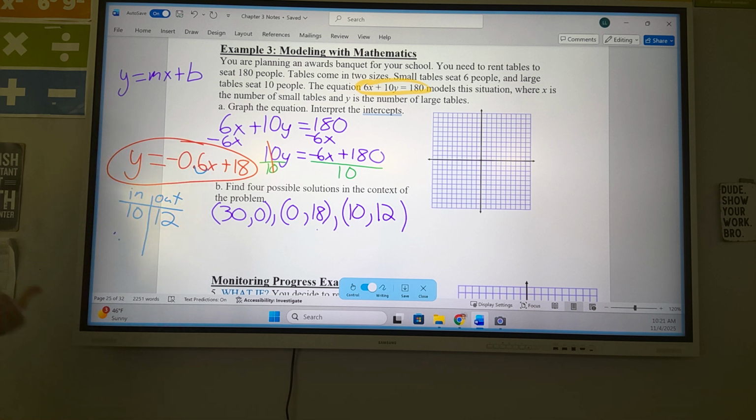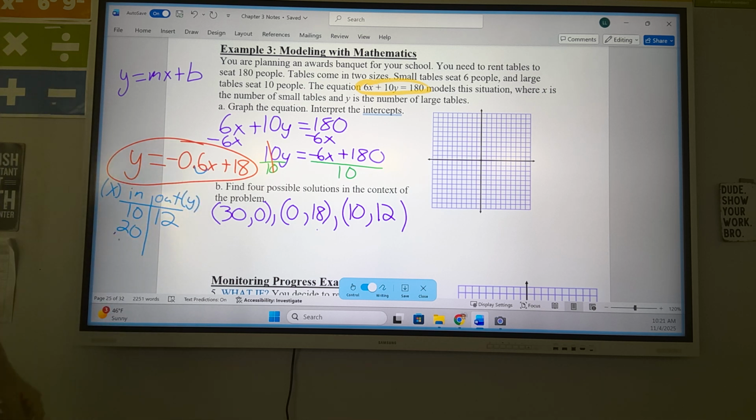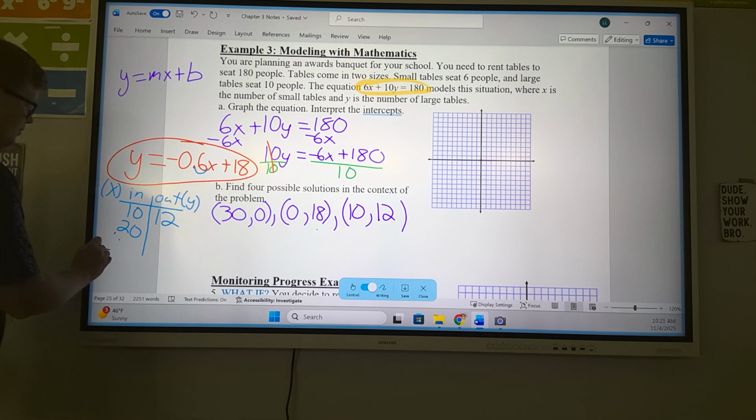But the next one that I would recommend doing, if 10 works, always check to see if 20 works. So we put 20 in for x, because remember, our input is our x, and our output is our y. We put 20 in for x, is that going to work? Well, let's find out. Let's actually solve this equation.